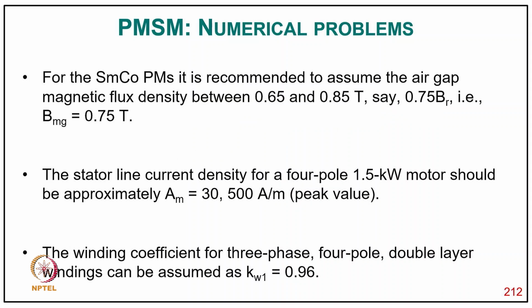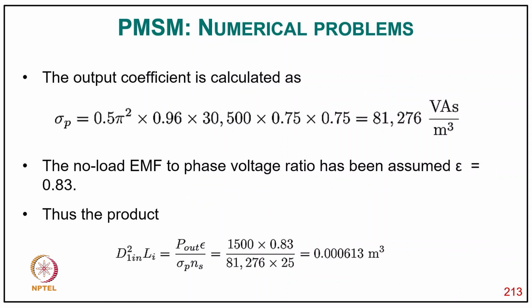So for the samarium cobalt PM, it is recommended to assume the air gap flux density in the range 0.65 to 0.85 Tesla, say 0.75 BR, that is BM equal to 0.75 Tesla, BMG equal to 0.75 Tesla. The straight line current density for the 4-pole 1.5 kW motor should be approximately A equal to 30,500 ampere per meter peak value, and the winding coefficient for 3-phase 4-pole double layer winding can be used, KW1 equal to 0.96. The output coefficient can be calculated, rho P equal to 0.5 pi square into 0.96 into 30,500 into 0.75 into 0.700, that's 81,276 VA per meter cube.